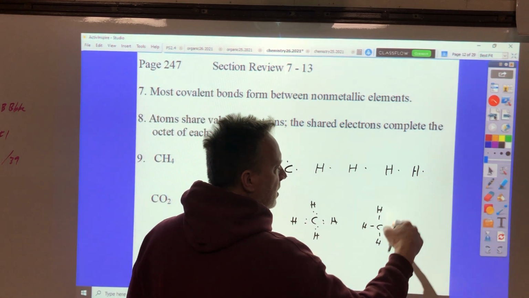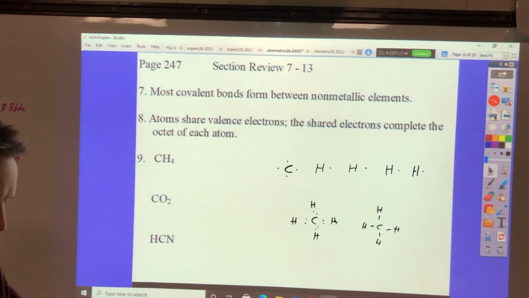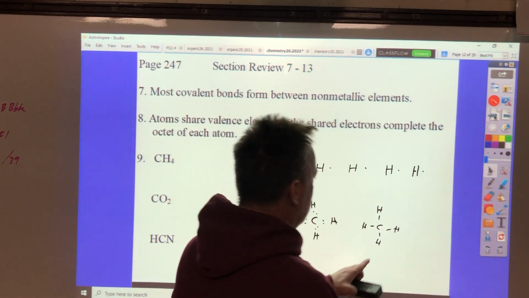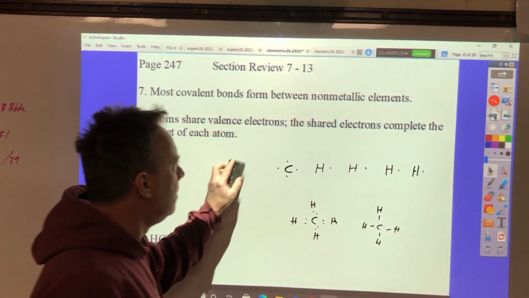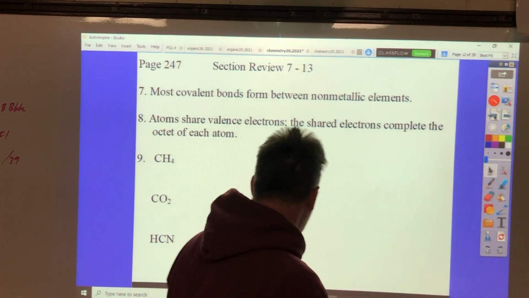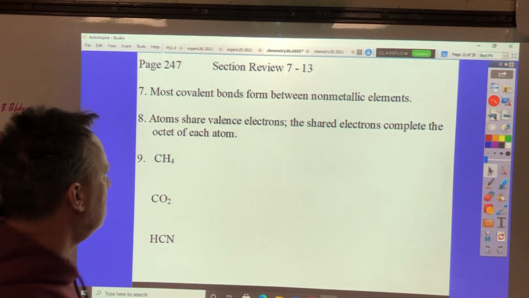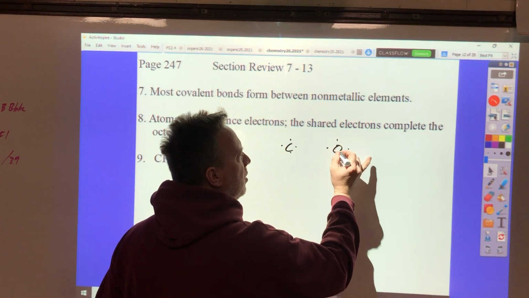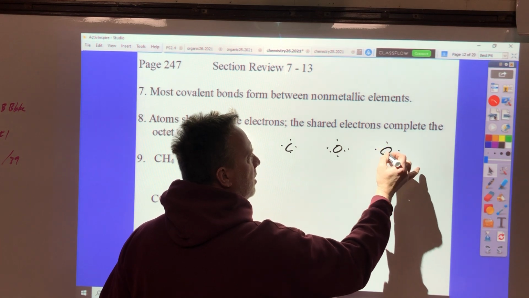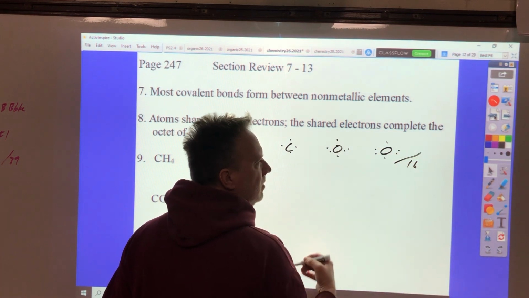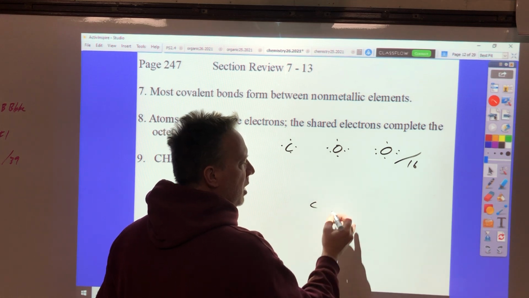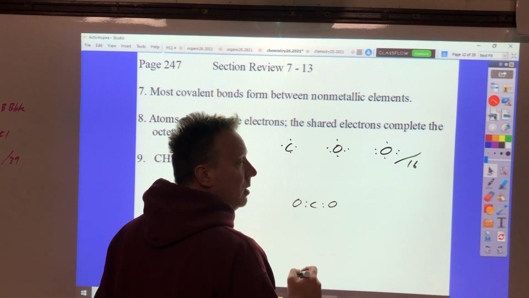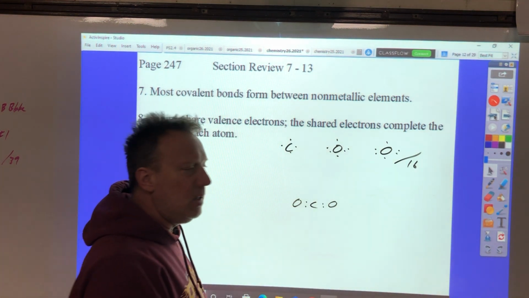Because this total is 8 and this total is 8. So there's your methane. Those are all single bonds. Okay, now we've got double bonds in the carbon. I mentioned that in the last video. If you have CO2, you have carbon with 4 electrons, oxygen 1, 2, 3, 4, 5, 6, oxygen 1, 2, 3, 4, 5, 6. That total was 16. Put the carbon in the middle, oxygen on either side, put in the shared pairs, then give everybody 8 if they get 8, and they do.